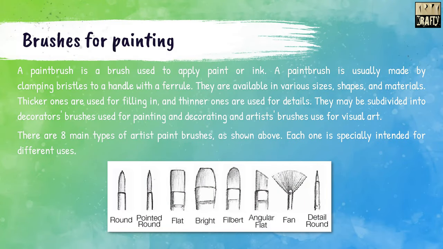Brushes for painting. A paintbrush is a brush used to apply paint or ink. A paintbrush is usually made by clamping bristles to a handle with a ferrule. They are available in various sizes, shapes, and materials. There are 8 main types of artist paintbrushes as shown in the picture. Each one is specially intended for different uses.